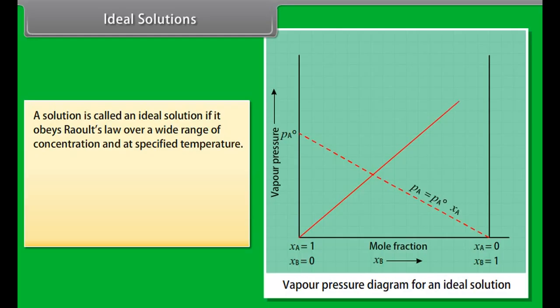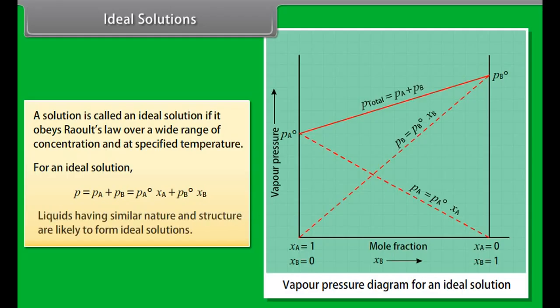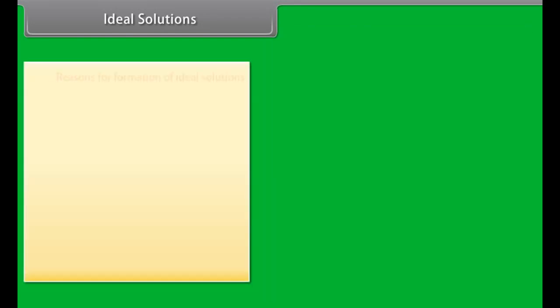For an ideal solution, P is equal to PA plus PB. It can be written as P is equal to PA naught into XA plus PB naught into XB. Liquids having similar nature and structure are likely to form ideal solutions. For example, a mixture of methanol and ethanol. Reasons for formation of ideal solutions.